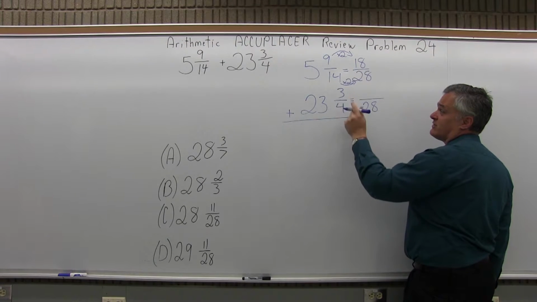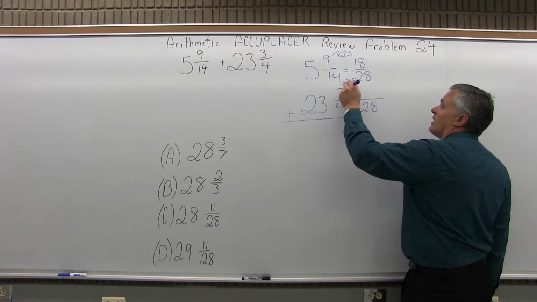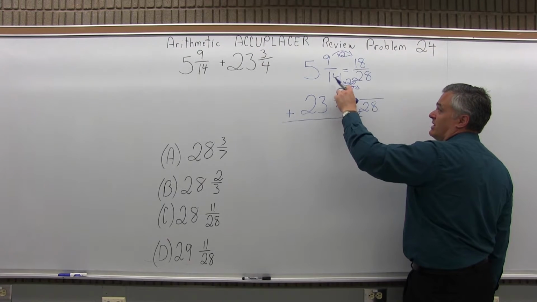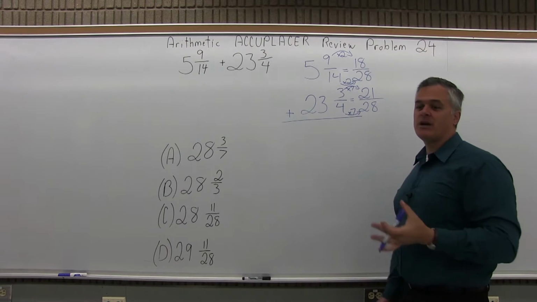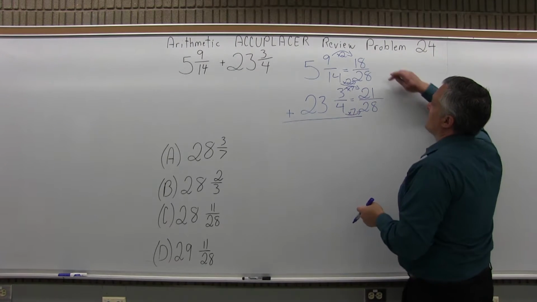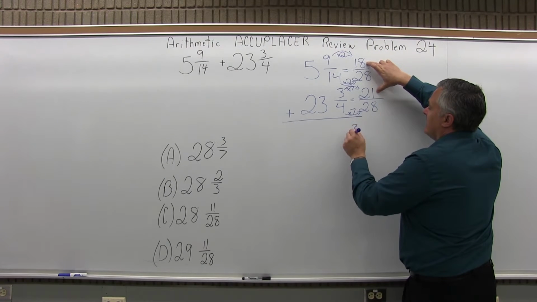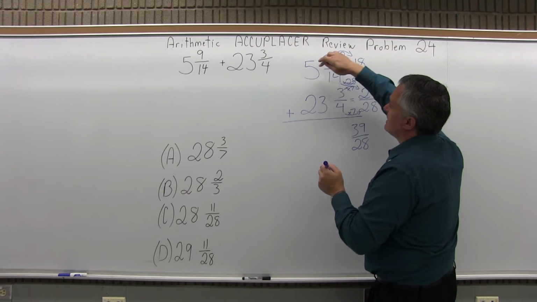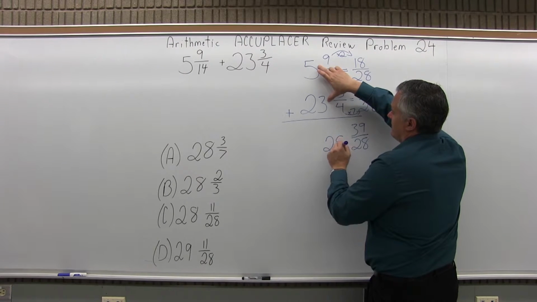So do the same process for the 3/4. 4 times something made it 28. It's 4 times 7. So the numerator must also be multiplied times 7 to keep the fraction equivalent. 3 times 7 is 21. Now I'm ready to add everything together. So 18 plus 21 more will be 39 over 28. And now when I add the whole numbers together, 5 plus 23 is 28.